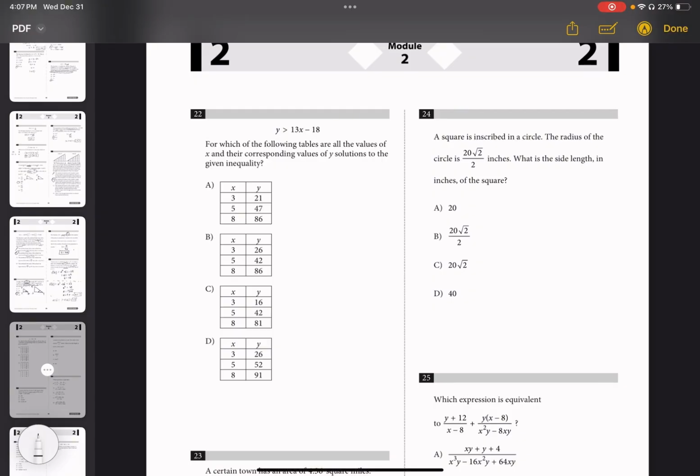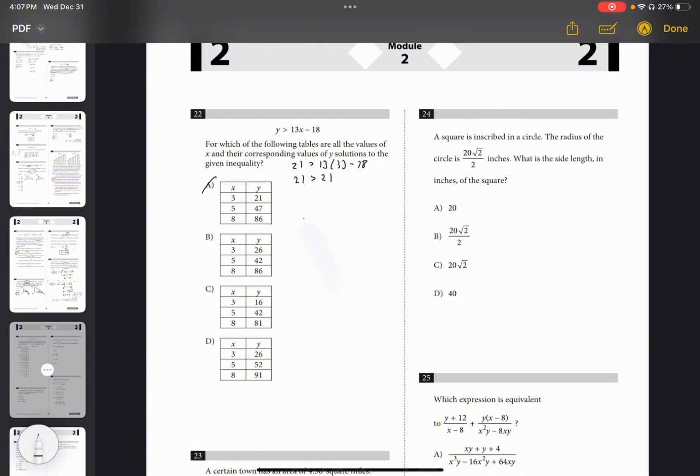So for this, we have a y value of 21 and an x value of 3. So we have 21 is greater than 13 times 3 minus 18. So this would give us 21 is greater than, this would be 39 minus 18. 39 minus 18 is going to give you 21. So 21 is not greater than 21, so A is incorrect.